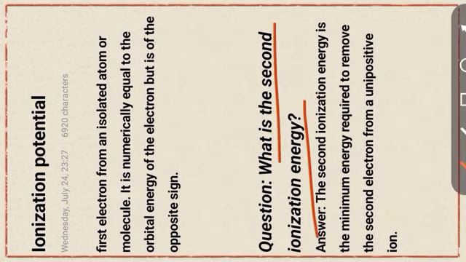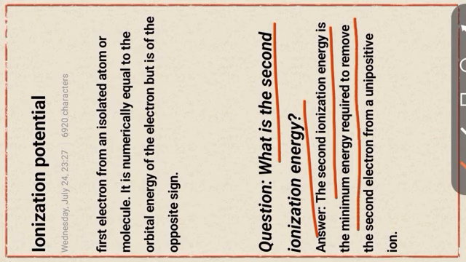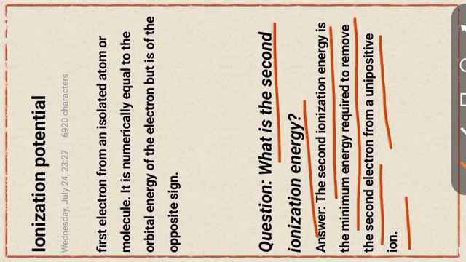Okay, next question: what is the second ionization energy? It is the energy to remove the second electron from the outer shell, the valence shell. The second ionization energy is the minimum energy required to remove the second electron from the unipositive ion.